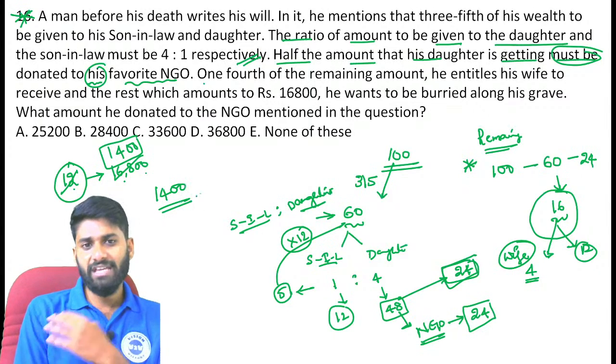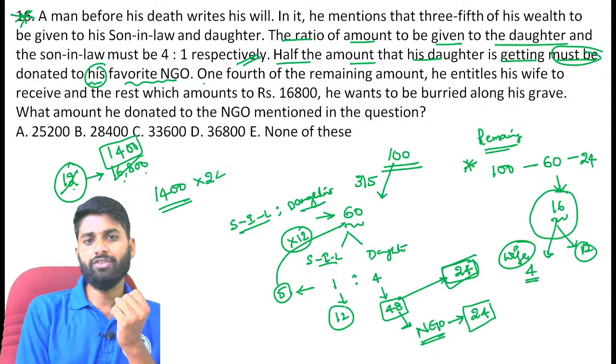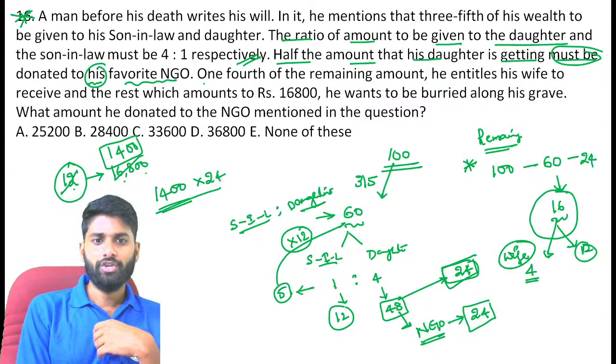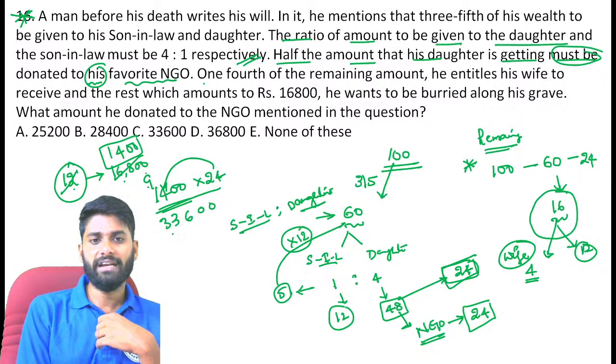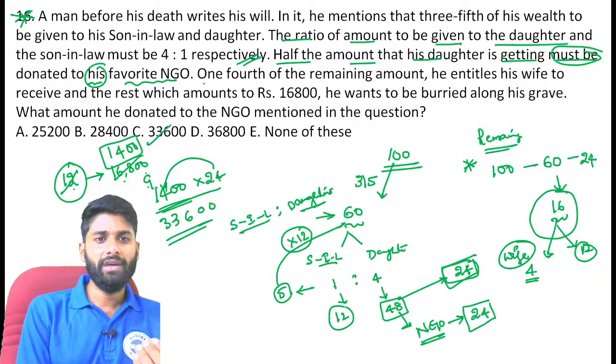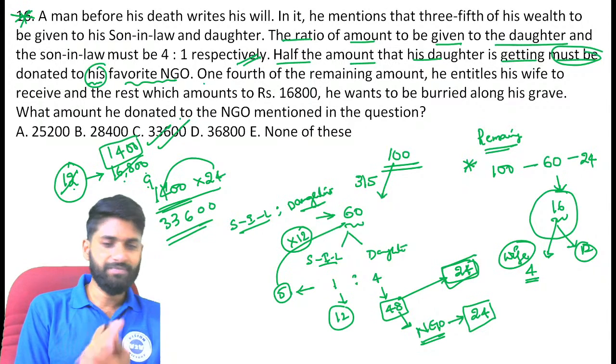Now, what is the amount he donated to the NGO? That is exactly equal to 24 units. Now, see, 24 times 0 here, 24 times 4 is 96, and 24 ones are 24, 24 plus 9 is equal to 336. So he donated to the NGO an amount of 33,600.